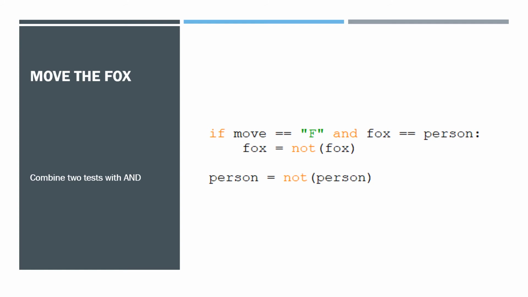And the move command, fox equals not fox, that's just the same as the one I used to move the person. You could do it another way as well, and I know some of you have done this. You could use nested if statements. That would also work. So choose whichever one you want. I think this is just slightly simpler, but it's up to you.